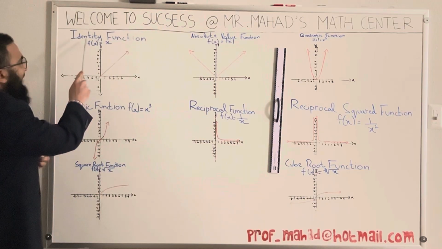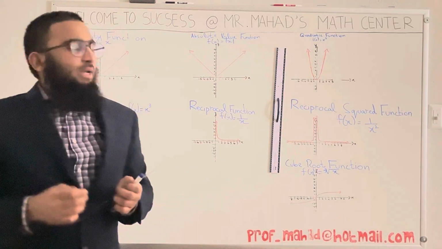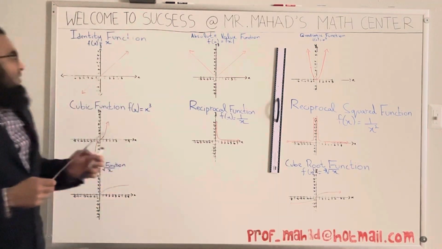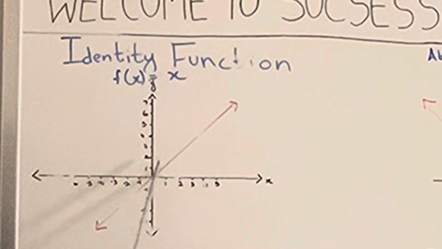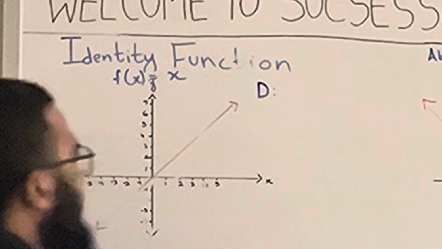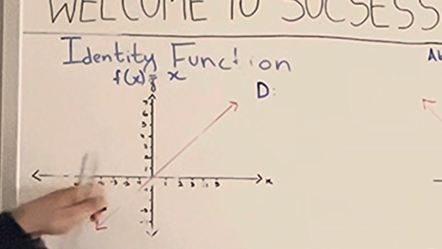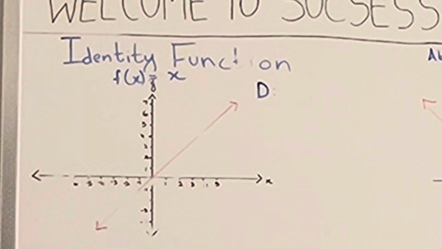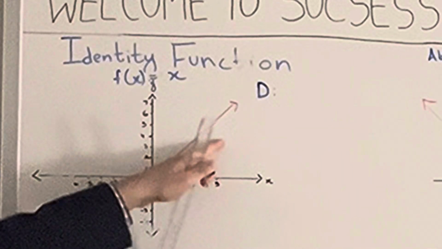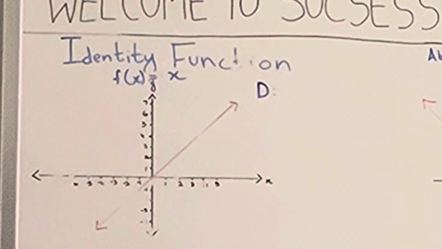The first one is called the identity function, which we also call y is equal to x, or f of x is equal to x, where the y value is equal to the x value. Now let's analyze the domain and range of this function. Is there any restriction on the value of x which the function can take? If you look at the graph, this line continues without any interruptions. Hence, there is no restriction.